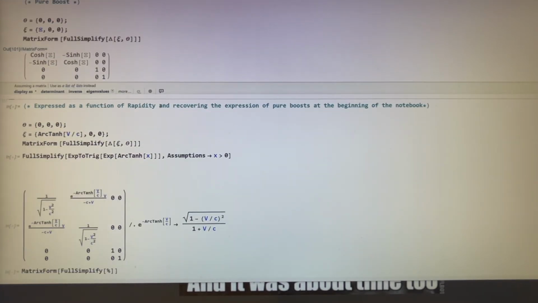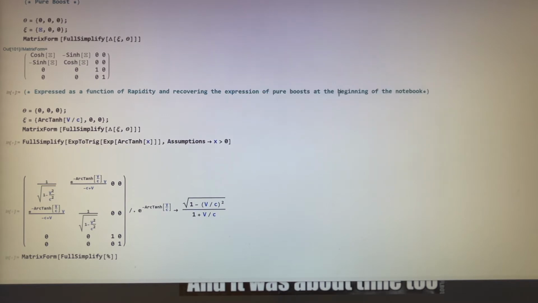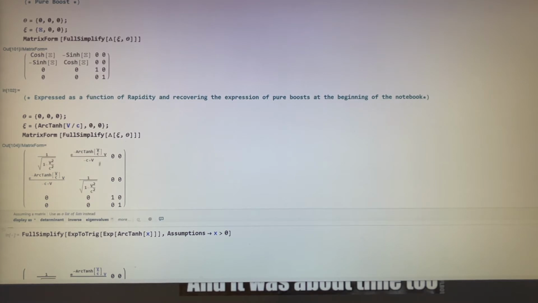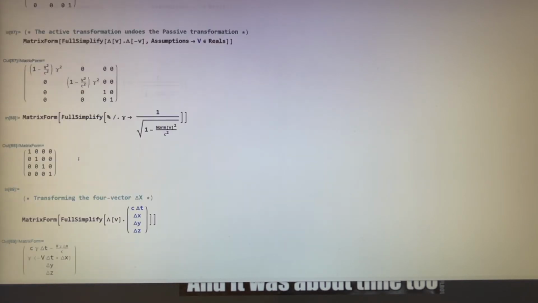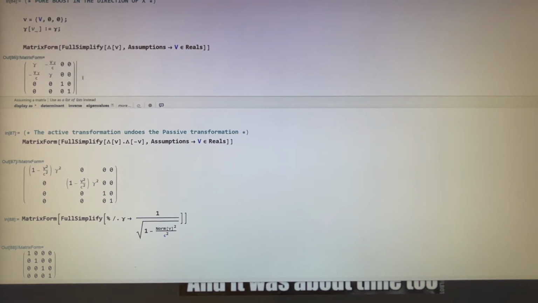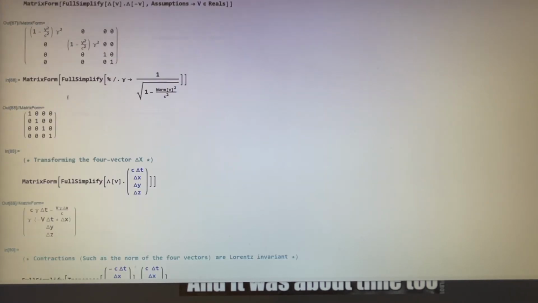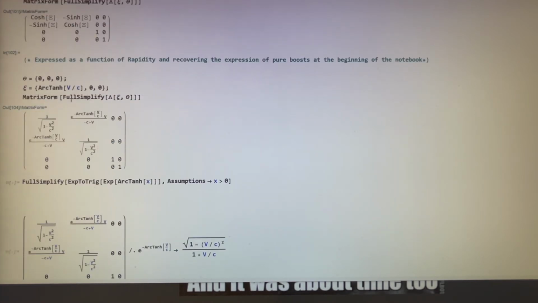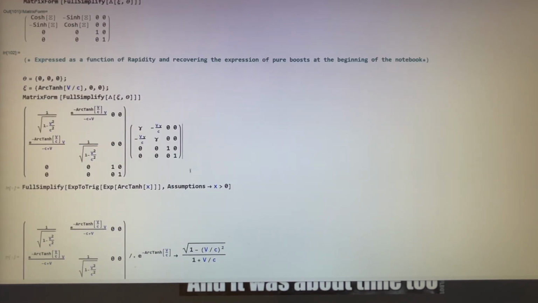So, express as a function of rapidity, recovering the expression for pure boost at the beginning of the notebook. Again, we have that the rotation vector is 0, so no rotation, and then we have a rapidity that is equal to this amount, where v is the velocity that we have in the x-axis. Now let's compute the matrix form, and it's like that. Well, obviously this expression here is exactly the same as this expression here, and we're done. I don't expect you to believe it. Let's just copy this one and put it next to the other and see if they're really the same. Do they look the same?